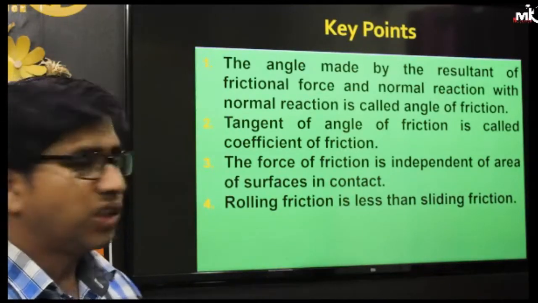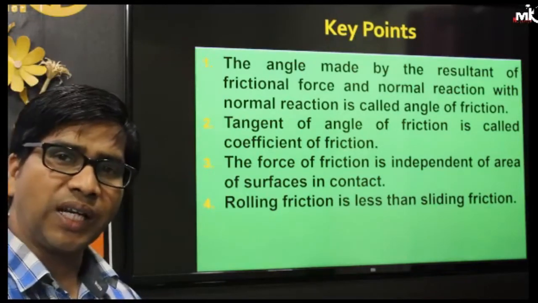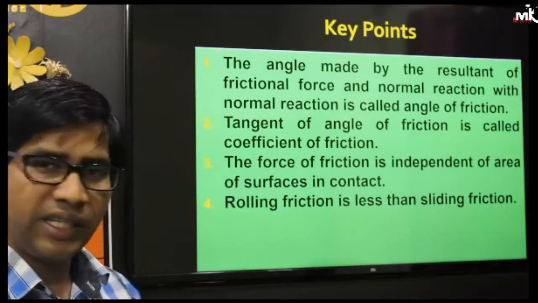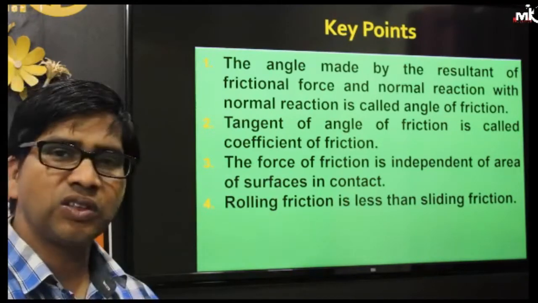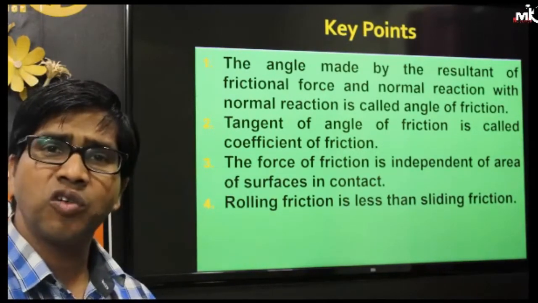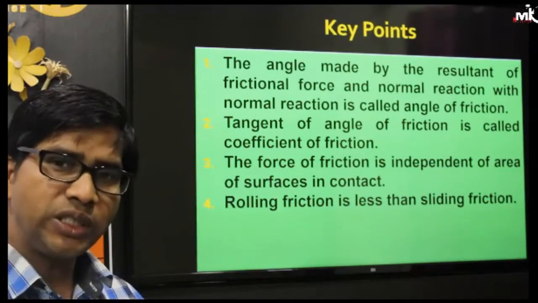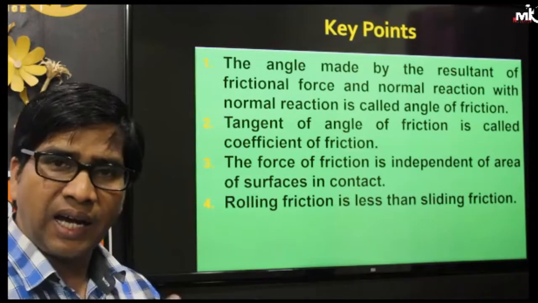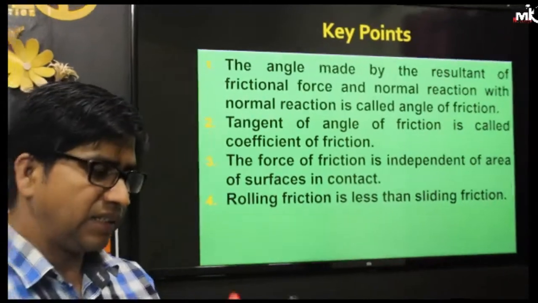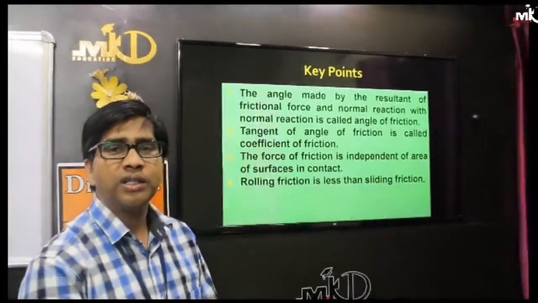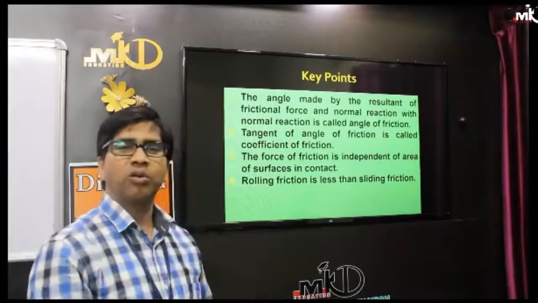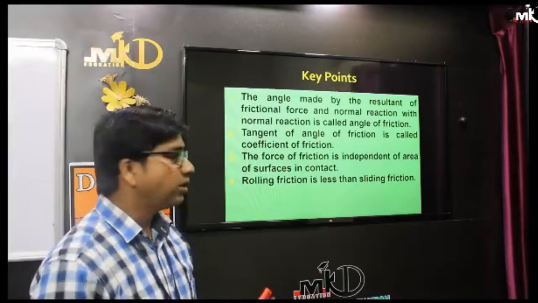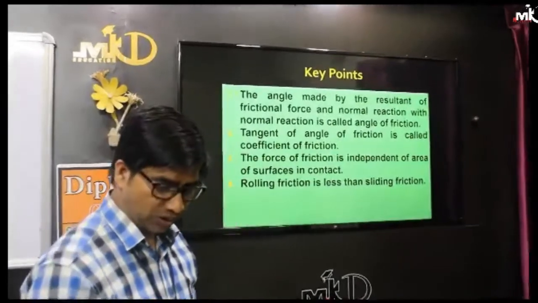Third thing, friction is independent of the area of contact. Always remember this thing, it does not depend on area. Fourth thing is rolling friction is less than sliding friction. As I have said, in rolling friction, instead of an area there is either a point contact or a line contact. With a cylindrical roller it is line contact, with a spherical roller it is point contact, so friction is greatly reduced.